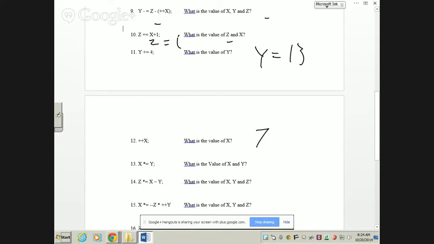Number 13. X times equals y. So that's x equals itself, which is 6, and then y is 9. So x equals 54, and y is unchanged at 9. Okay, a couple more.